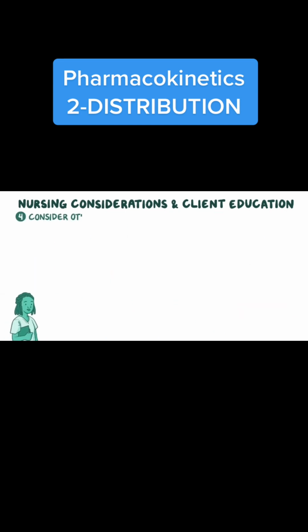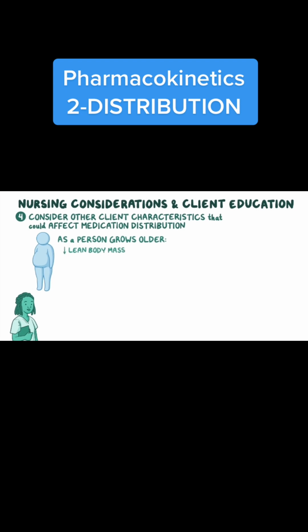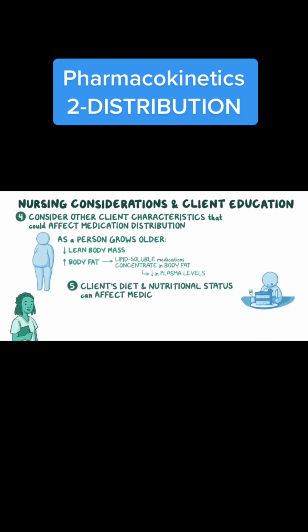Also, remember to consider other characteristics of your client that could affect medication distribution. For example, as a person grows older, lean muscle mass decreases while the amount of body fat increases, and because lipid-soluble medications tend to concentrate in body fat, this can lead to an accumulation of some medications in your client's fatty tissues, potentially reducing plasma levels. In addition, your client's diet and nutritional status can also affect medication distribution, especially if they have a protein deficit, which can lead to decreased serum albumin and less protein binding sites available for medications.